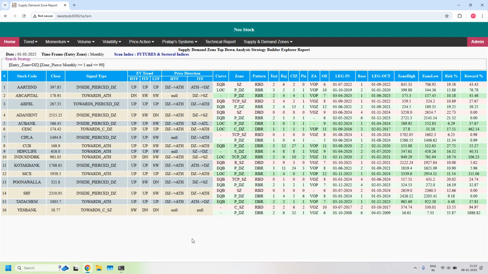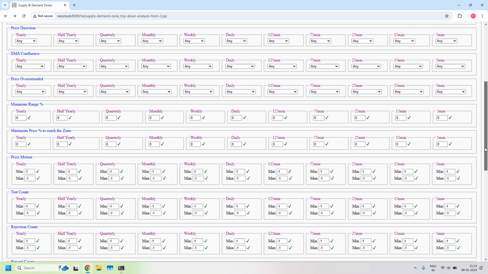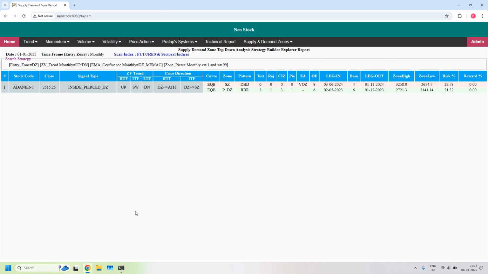Let's check if any of these pierced demand zones are having a monthly EMA Confluence. So monthly time frame EMA Confluence. At monthly time frame I am setting monthly demand zone having monthly EMA Confluence, and the trend on the monthly time frame should not be sideways, it can be up or down. Let's filter. We got only one stock. So pierced zones will be useful for the people who completed lesson 28. There you learn pierced zone strategies.